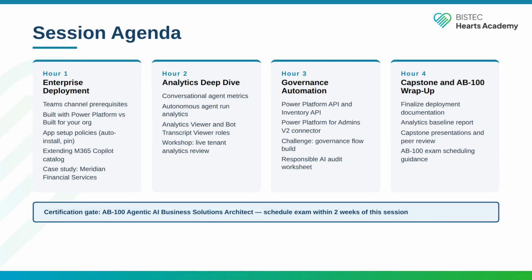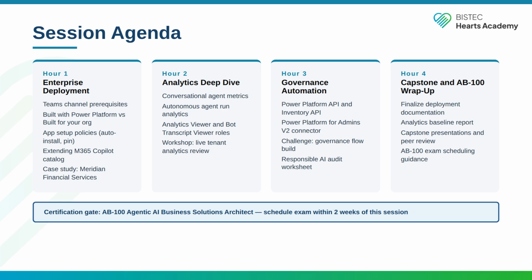4 hours, 4 outcome areas. Let me walk you through the shape of the day. Hour 1 covers everything you need to know to deploy agents beyond the test canvas: Teams channel prerequisites, the 2 distribution paths, app setup policies, and how to extend M365 Copilot with agents from your catalog.